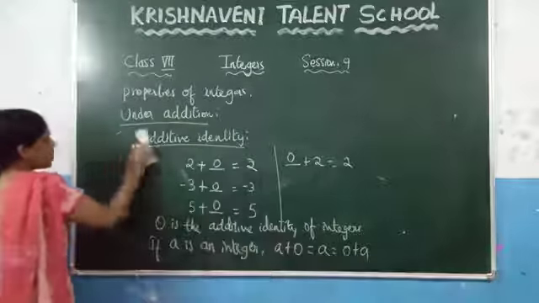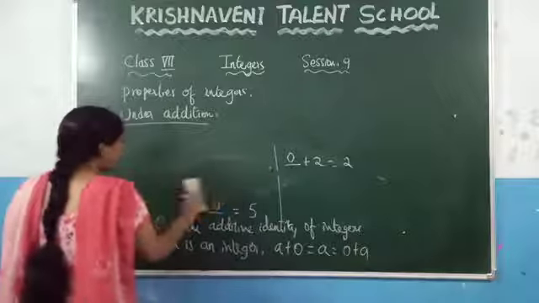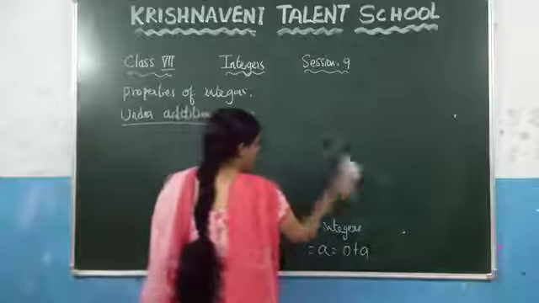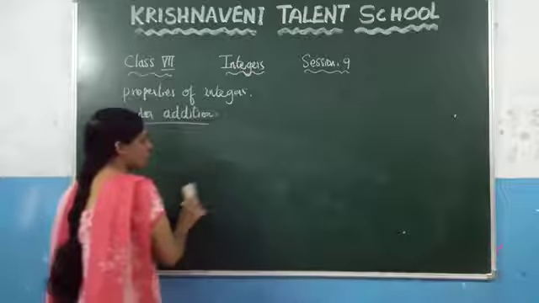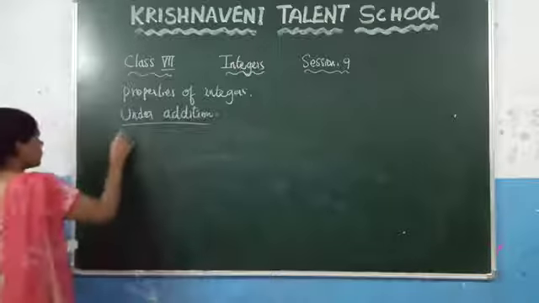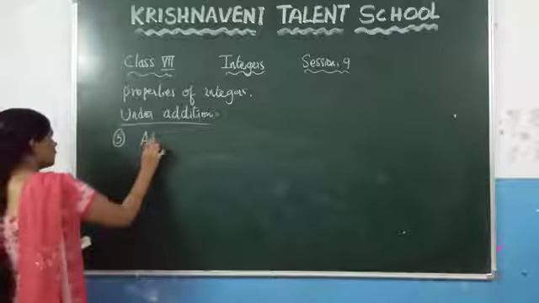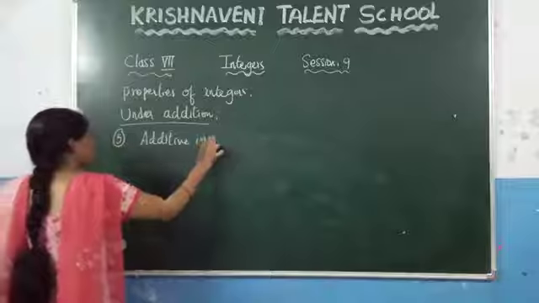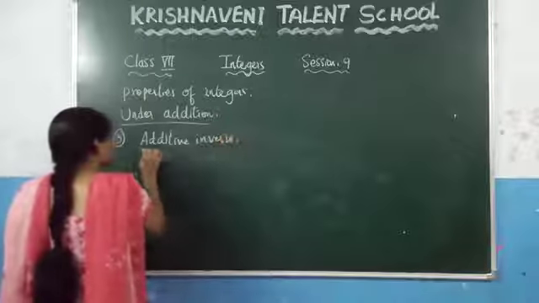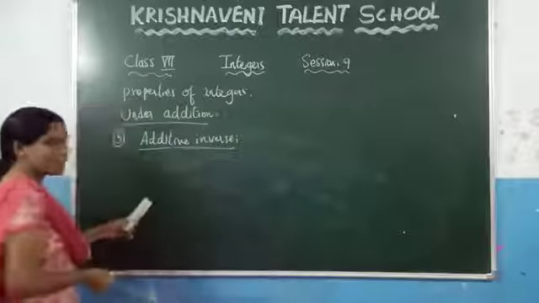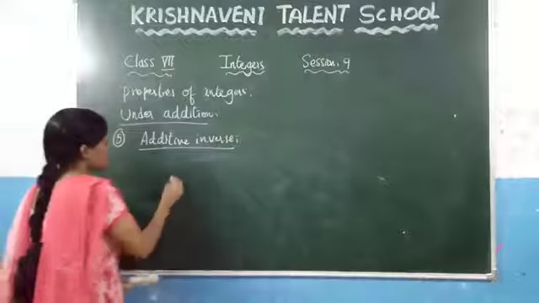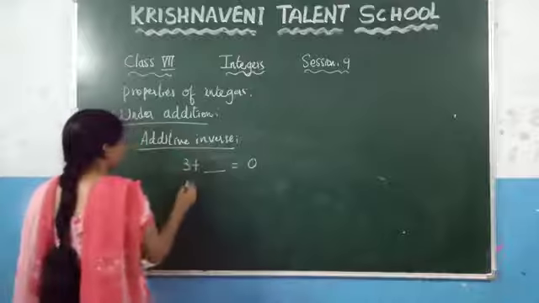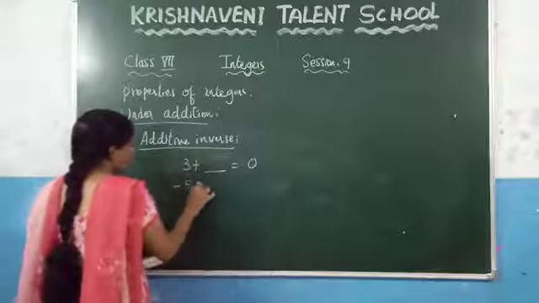Now see the next property, which is the last property under addition, which is the additive inverse. What does it state? Let us consider a few examples. 3 plus -5 plus.